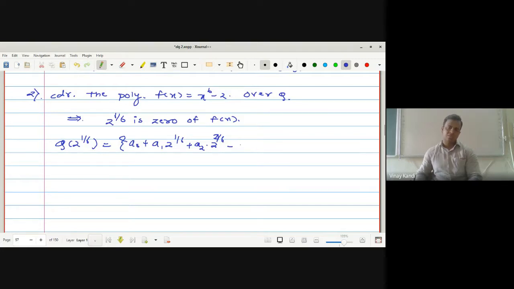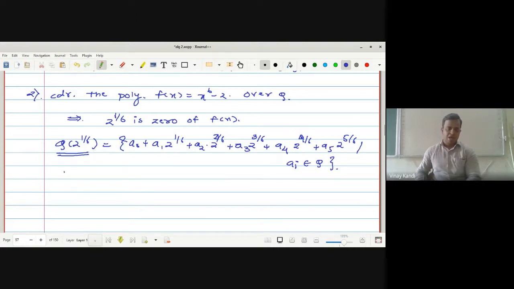Okay, plus a3 2 raised to 3 by 6, that is 1 by 2, plus a4 2 raised to 4 by 6, that is 2 by 3, okay, a5 2 raised to 5 by 6, and if we take 6 by 6, what will we get? 2. Okay, but 2 belongs to that set Q. Okay, so there is no need to write once again, and all the ai's belong to Q. So this is the nature of set Q of 2 raised to 1 by 6.